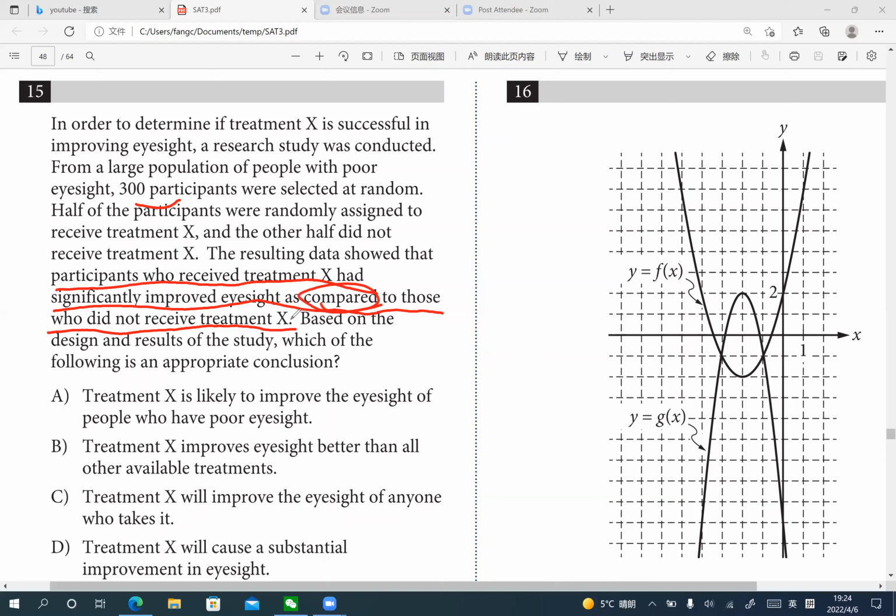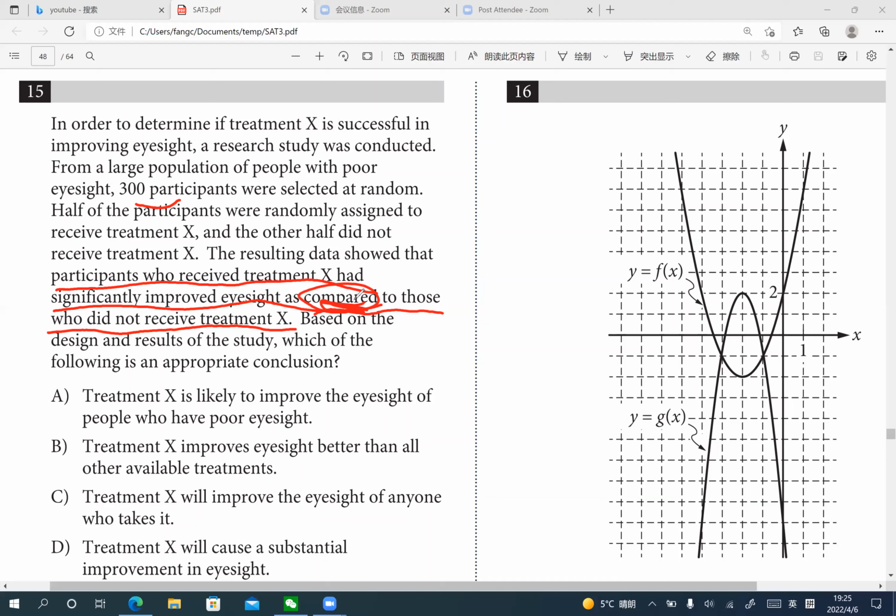Option C, treatment X will improve the eyesight of anyone who takes it. From the resulting data, we only know participants who received treatment X had significantly improved eyesight as compared to those who did not receive treatment X. It's a comparison. We can't even say everyone in group 1 who received treatment X had improved eyesight. So option C is not an accurate conclusion.